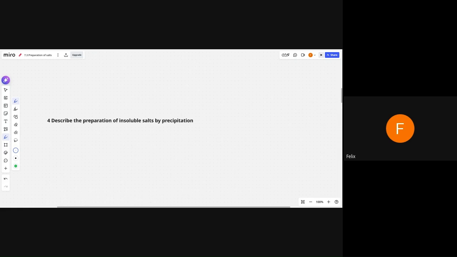So this is the topic which students mostly don't understand, and they make lots of mistakes if questions are included from this topic. Now, describe the preparation of insoluble salts by precipitation. So how do you prepare an insoluble salt?